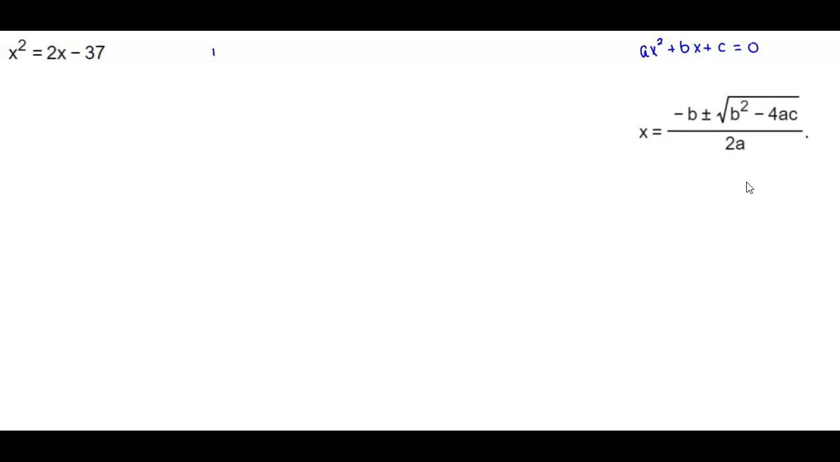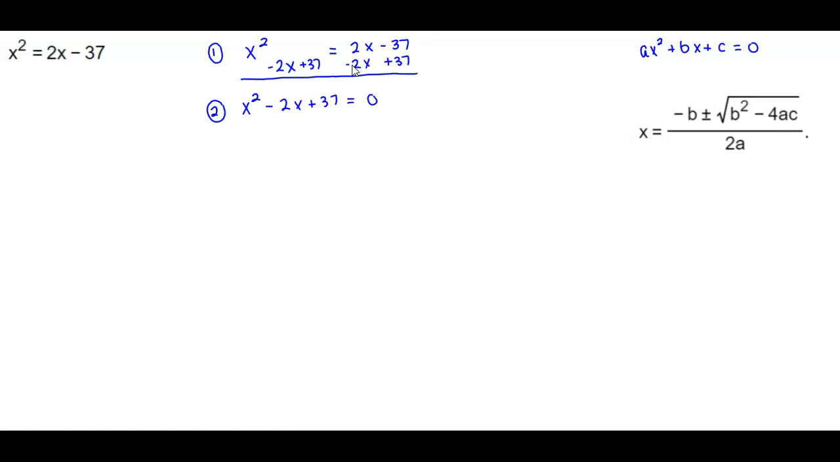Well, currently, if we take a look at this problem, we have x squared, and then that is equal to 2x minus 37. Now, if you notice, I left a space there after the x squared because it's not in standard form. In order for us to put this in standard form, we need to subtract 2x from both sides. And then we also need to add the 37 to both sides. Okay, so what do we get in step 2? Well, now we end up getting x squared minus 2x plus 37, and that's equal to 0.